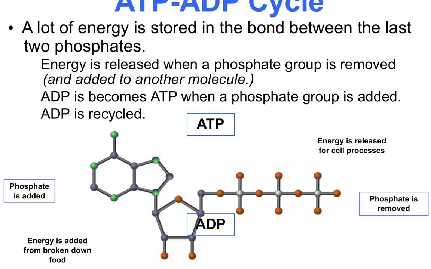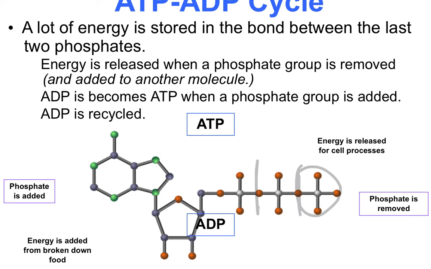ATP goes through an ATP to ADP cycle. There's a lot of energy that's stored between those last 2 phosphates. So between this group right here, there's a lot of energy stored within those bonds. Energy is released when a phosphate group is removed, and then sometimes something else is added.